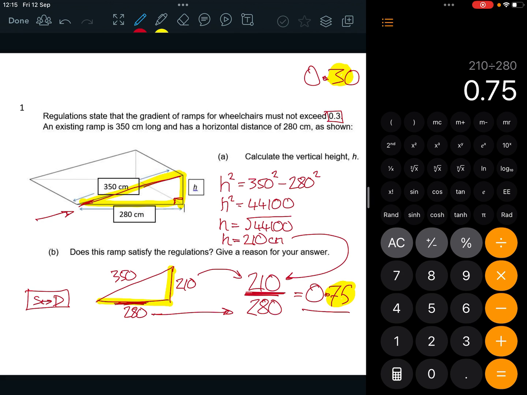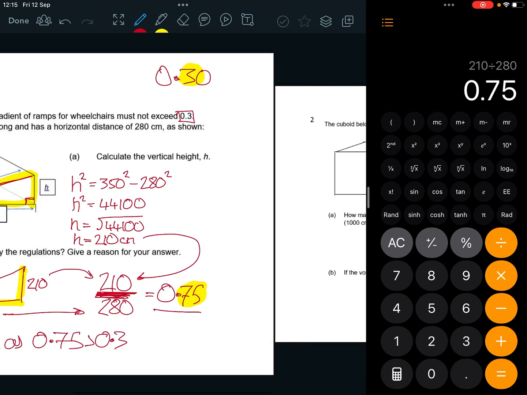Okay, so you can then just say it is not safe as 0.75 is bigger than 0.3. And that's your first question done. Okay, so just h squared equals the biggest side squared, take away the smallest side squared, and then you follow it through. And maybe try and remember that wee tip, because some people are getting it the wrong way around.